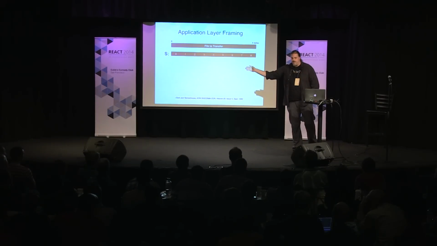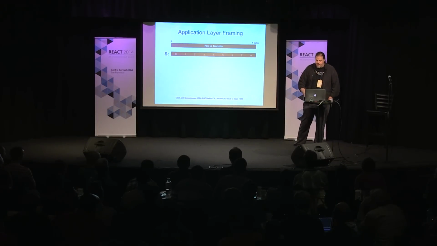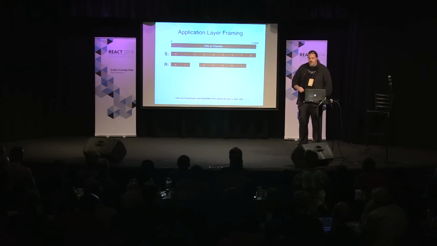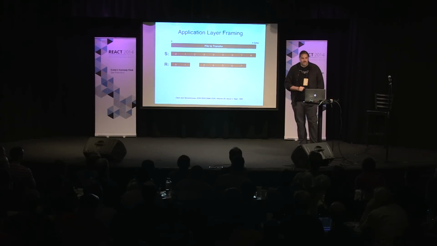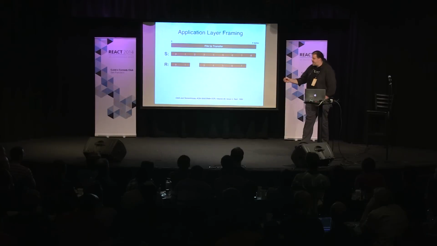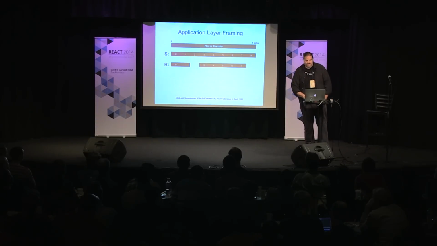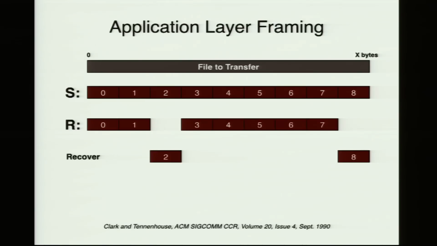So if you have a source, he just basically does the simplest thing ever. He just cuts these things up into simple sequences and sends them out. A receiver receives a subset of those. He receives, in this case, 0, 1, 3, 4, 5, 6, 7. So he misses, obviously, 2 and 8. Well, at the end of that, the receiver can say, hey, I missed 2 and 8, and just receive those.